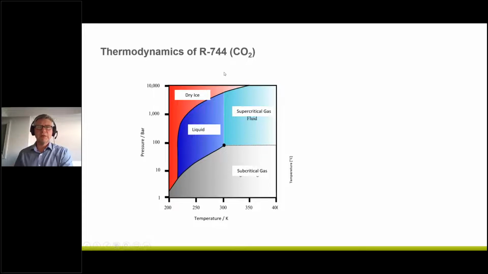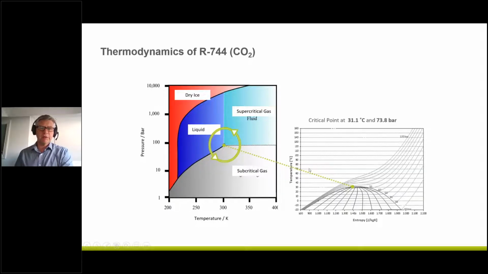Looking at the thermodynamics, the refrigerant name is R744, the refrigerant name for CO2 gas. At this point here, it's called the transcritical point, where it can actually exist in three different states at one point. The temperature is 31 degrees C and the pressure almost 74 bar. It must be noted that the pressures are higher than typical refrigerants, in some cases going up to 120 bar. And the zone of operation is normally above the critical point. We'll show that in the next slide.